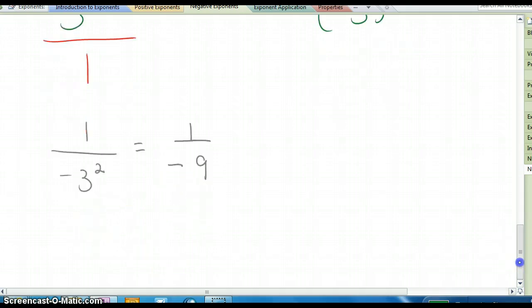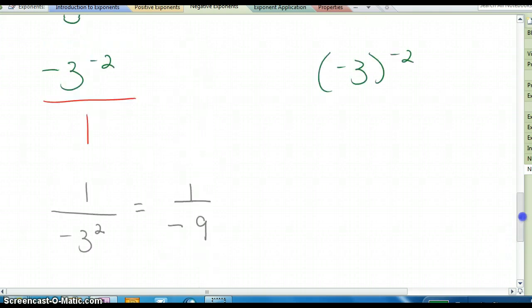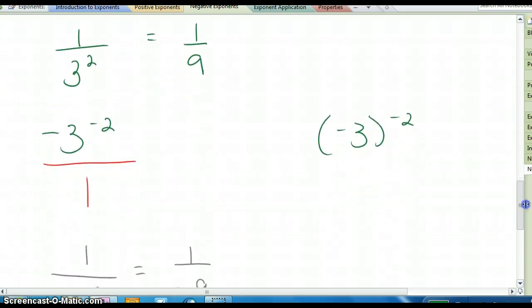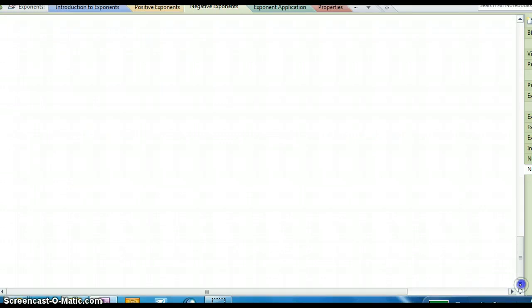Now I want to remind you that a negative fraction can be written with the negative in the numerator, the negative in the denominator as we've already seen, or the negative right beside the entire fraction. These all mean that the fraction has a negative value. Let's look at the next example. Negative 3 in parentheses to the negative second. I'm going to write that down here so we can focus on it.